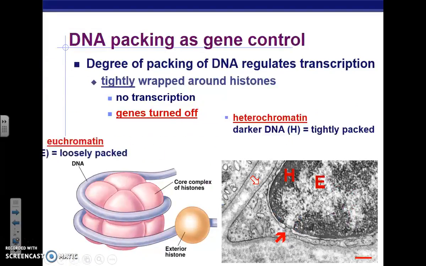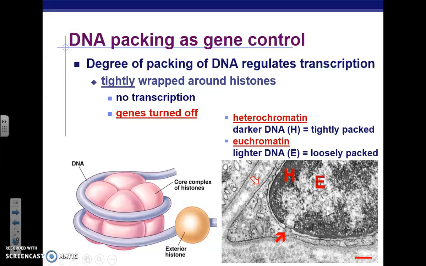Now, how this controls gene expression is that if DNA is tightly wrapped around histone proteins, transcription cannot occur because RNA polymerase can't get into the DNA. And therefore, the genes are turned off.